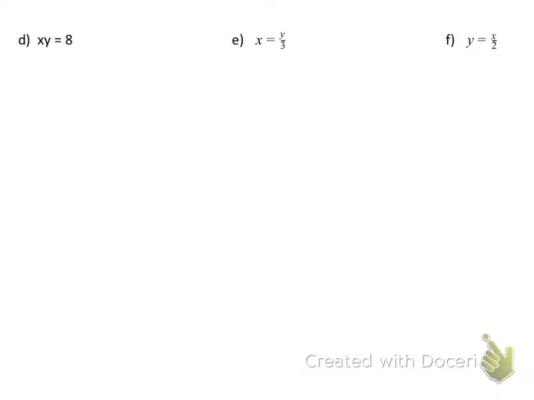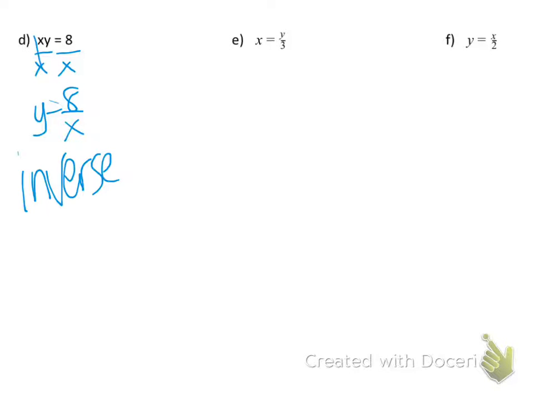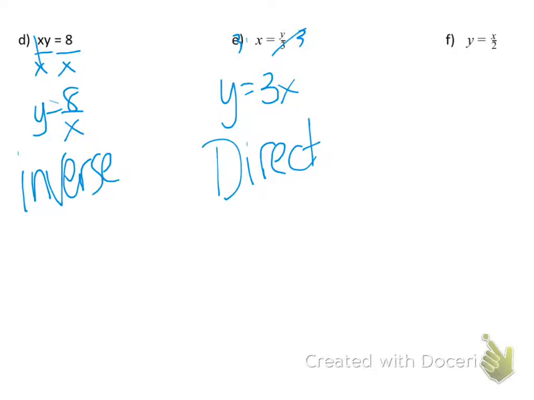Looking at this next example, again, pretty easy to solve this for y. Divide both sides by x. And we can see that this also is inverse variation. This second to last example, multiply both sides by the 3 again to get the y by itself. Y equals 3x. As x goes up, y goes up, so it's direct variation.